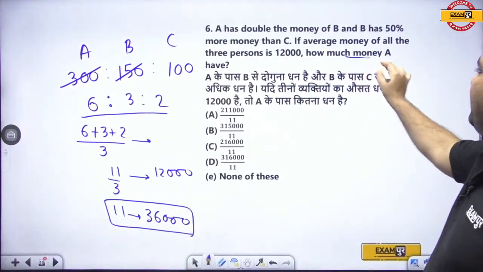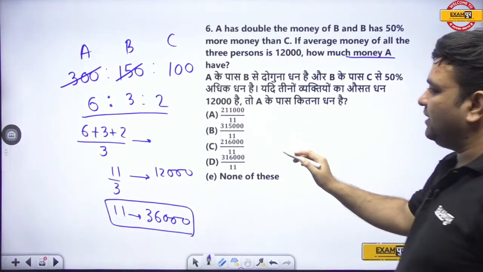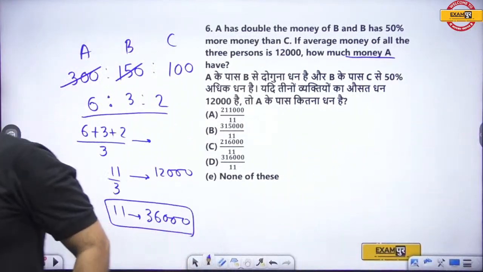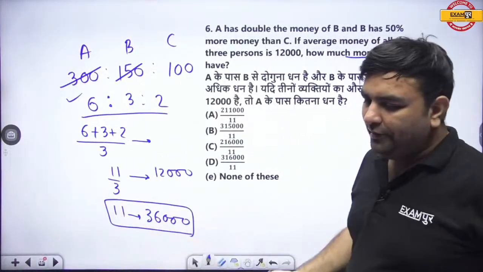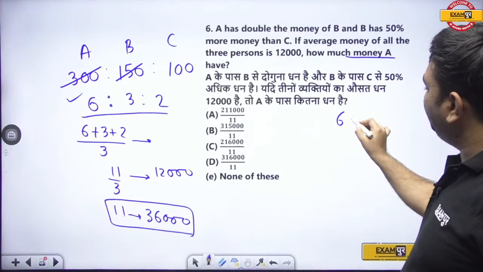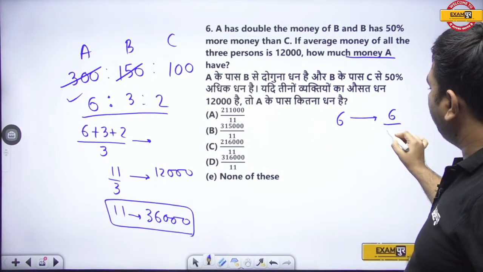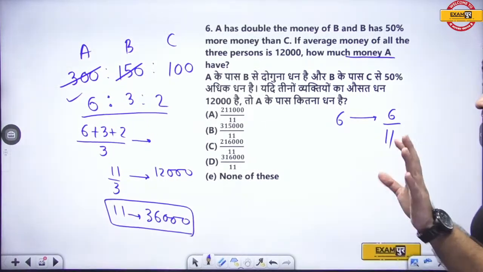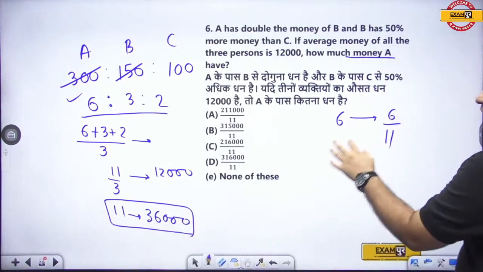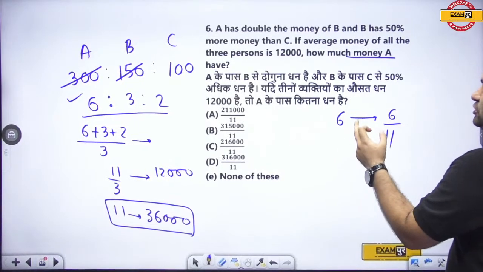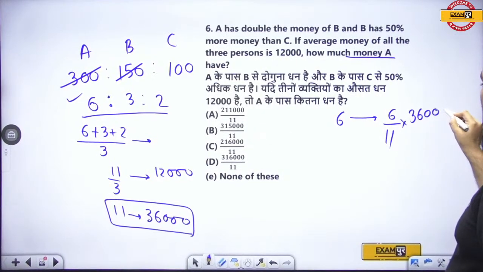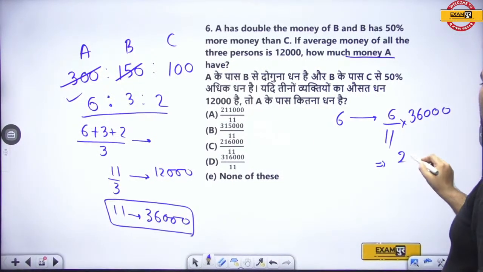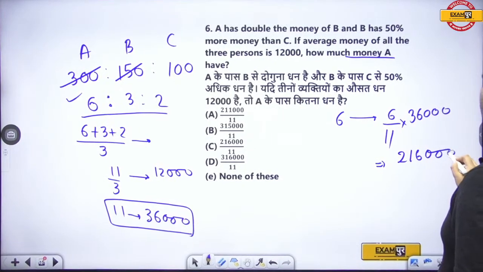How much money does A have? A has 6, according to the ratio. So value of 11 is known, value of 6 is being asked. You are understanding now? So value of 6 is going to be 6 by 11 of 36,000, which is 216,000 by 11.